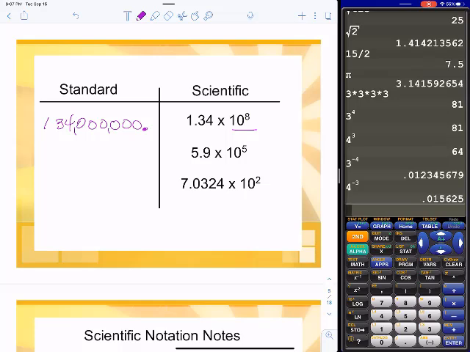Okay, so the next 2 I'd like for you to do on your own. You're going to write in the first one, write the 5.9 down, and then move the decimal the correct number of places. And then the next one, do the same thing with the 7.0324. So pause the video and change each one of those scientific numbers into standard form. Okay, so let's see how you did.